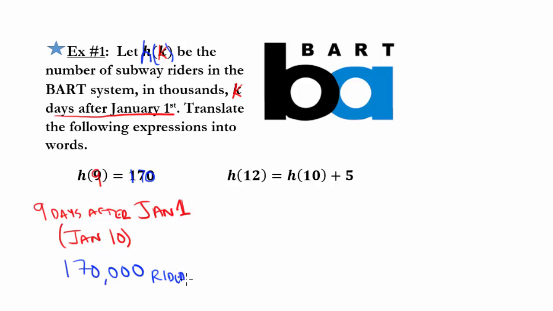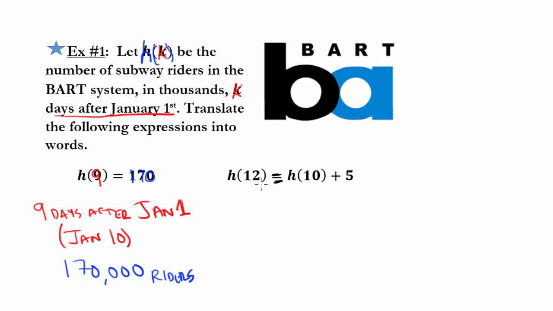Okay, let's take another look at another example. h of 12 equals h of 10 plus 5. Now this is an example where a function is actually being defined, right? We use our equal sign, this is how we're defining this function value in terms of another function value, h of 10, right? Well, what does this mean?